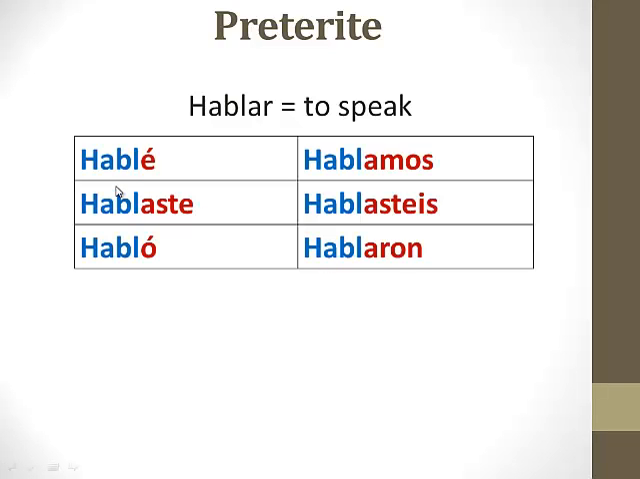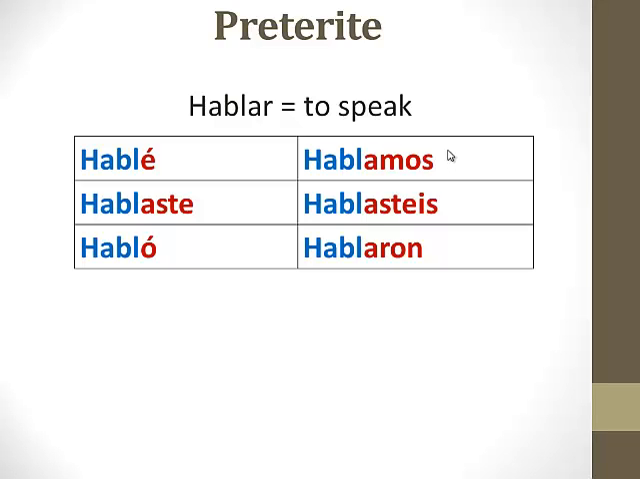Aquí tenemos el verbo hablar en el pretérito. To say I spoke, hablé. You spoke, hablaste. He, she, or you formal spoke, habló. We spoke, hablamos. You all spoke in Spain, hablasteis. They spoke, hablaron. Notice, the we form, hablamos, means we spoke, and it also means we speak.